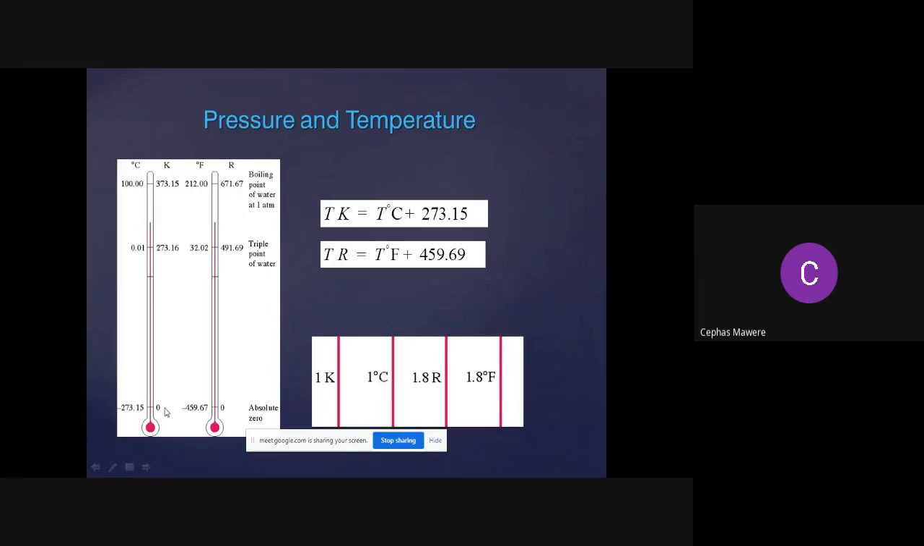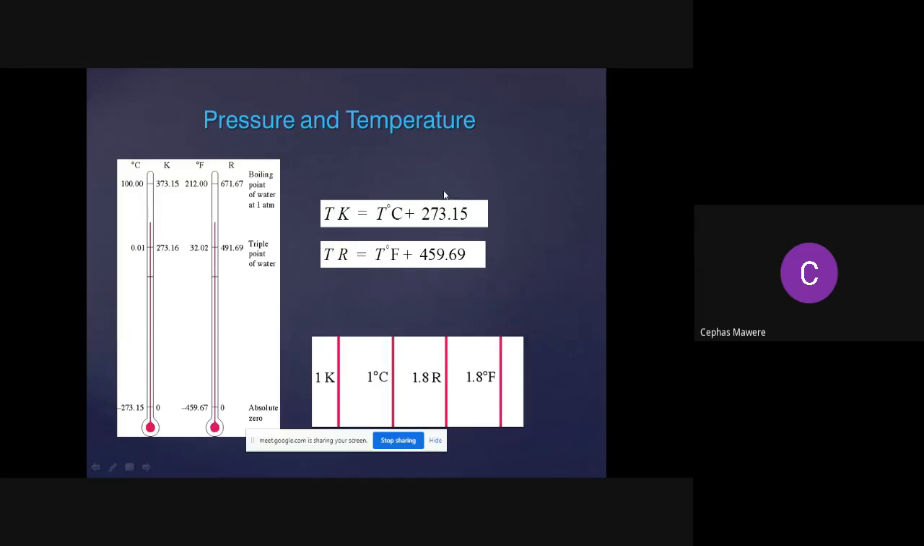So absolute zero is 0 kelvins. When we are saying 0 kelvins, we are simply saying minus 273.15 degrees Celsius, right? But when we are at 273.15 kelvins, then our temperature will be 0 degrees Celsius.